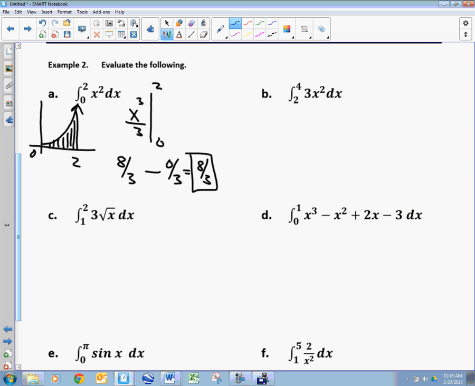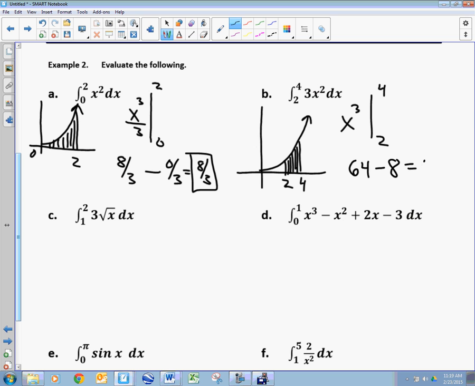Okay. All right, let's do another one. Look at this, 3x squared, from 2 to 4. We want to find that area. Okay? Well, what's the antiderivative of 3x squared? X cubed. We evaluate it at 2 and 4, and we subtract the results. What's 4 to the third? Minus is done.